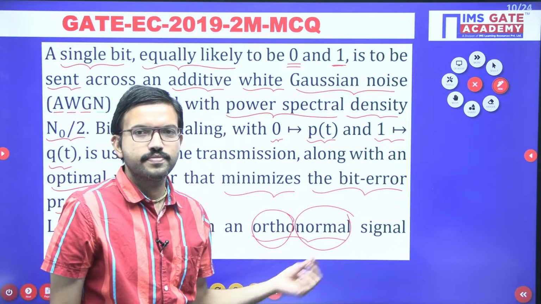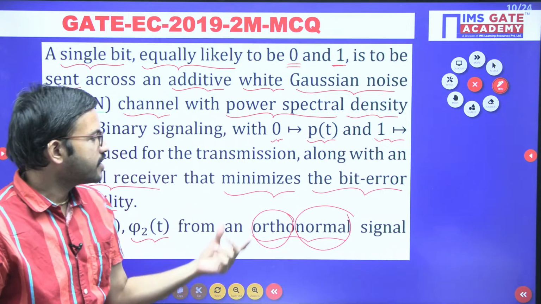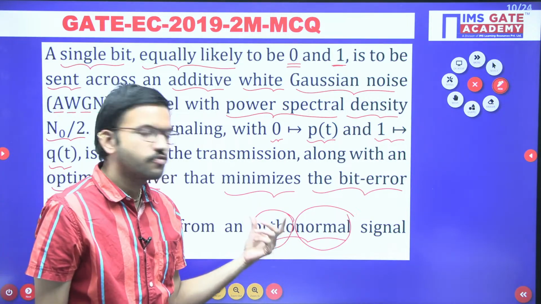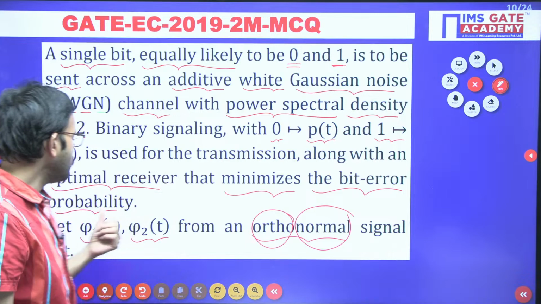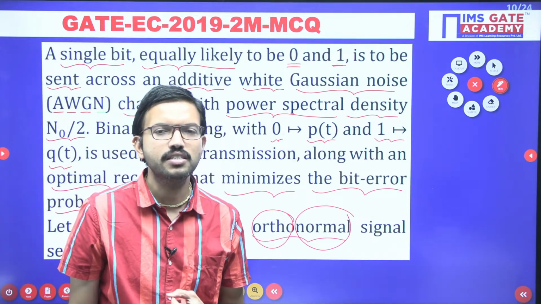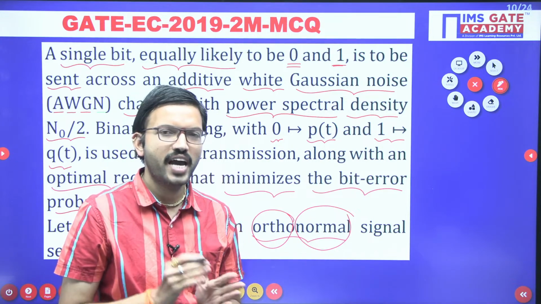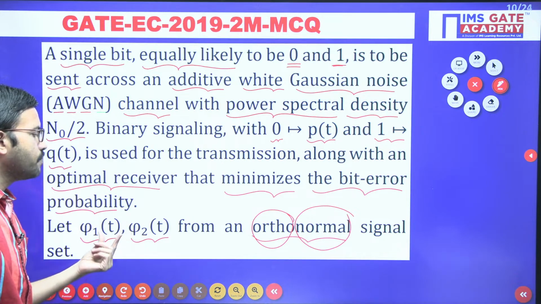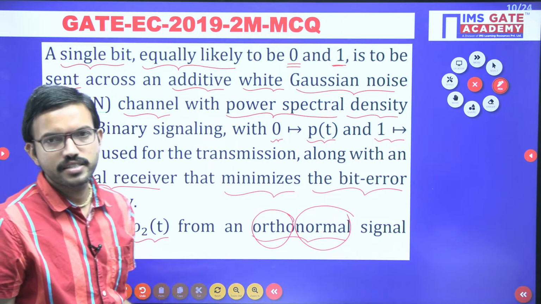Orthonormal. Here ortho indicates what? 90 degrees, right? So orthonormal, this word we will use only when we are considering these two are vectors. Whenever you are having any vector, it will be having magnitude and it will be having phase angle, right? So here phi 1 of t, phi 2 of t, these two differ by 90 degrees.